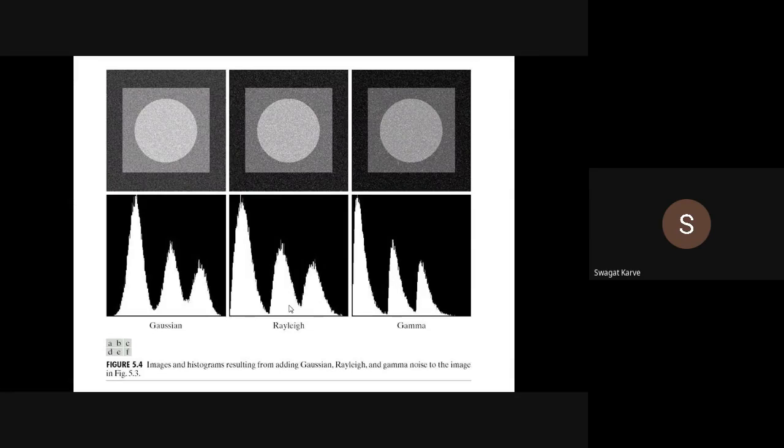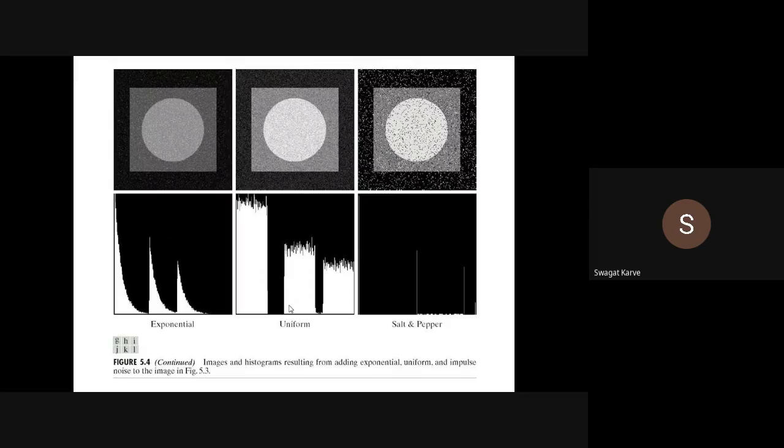Okay, the second one is a Rayleigh noise. The image below is its histogram. Then the third one is a gamma noise, then its histogram. Then exponential noise, uniform noise, salt-and-pepper noise. So these are the different histograms of those particular noises, right? So this is about the different noises and their noise models.